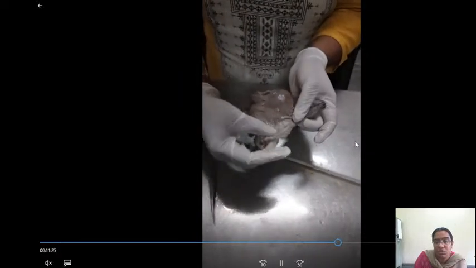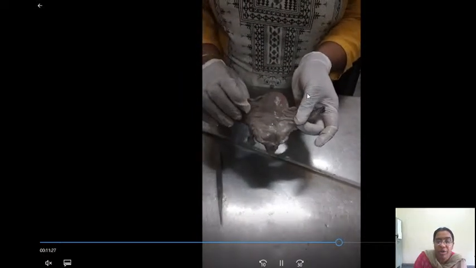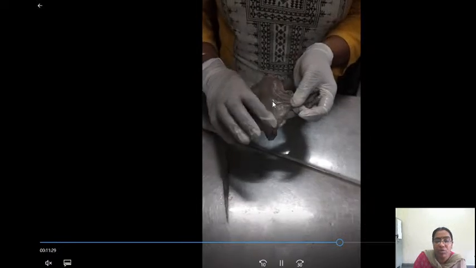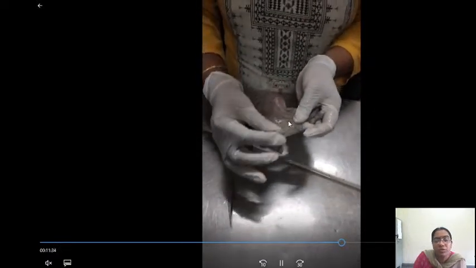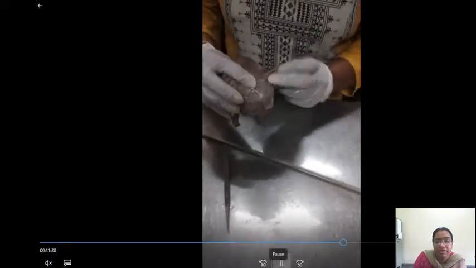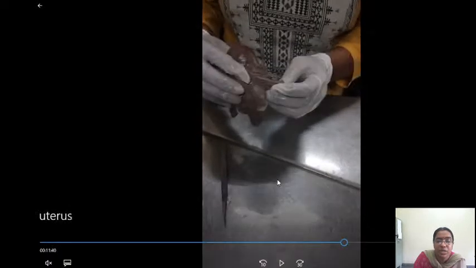It attaches to the lateral pelvic wall. So it extends from the lateral wall of the uterus. This is the broad ligament of the uterus. When you see the broad ligament, which is present on the lateral border and attaches to the lateral border of the uterus, what does it consist of?